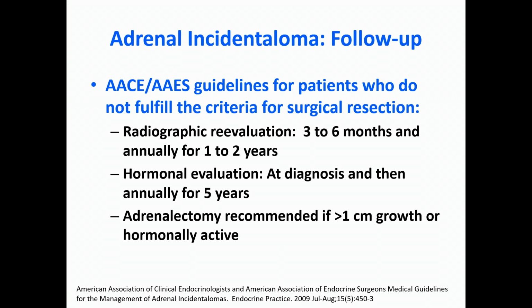The first is the American Association of Clinical Endocrinologists and American Association of Endocrine Surgeons. They have a set of guidelines for patients who do not fulfill the criteria for surgical resection. They recommend radiographic evaluation in about 3 to 6 months and then annually for 1 to 2 years. They recommend pretty comprehensive hormonal evaluation at diagnosis and then annually. And in terms of surgical approaches, they would want you to consider surgery if there's greater than 1 centimeter growth or if it turns out to be hormonally active.